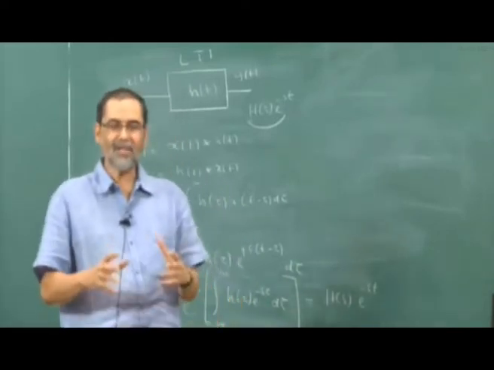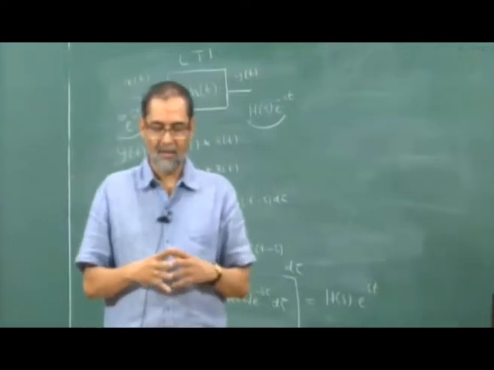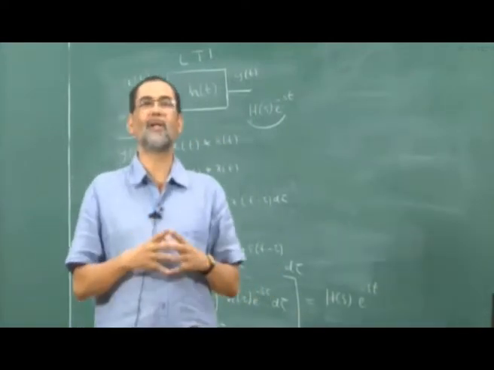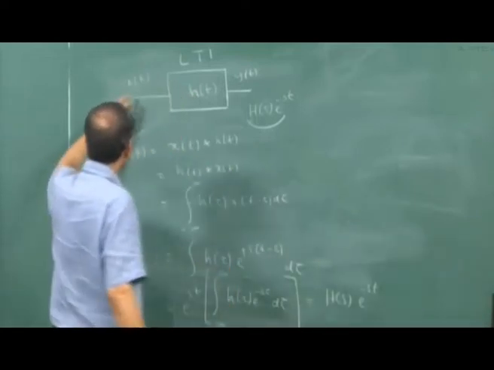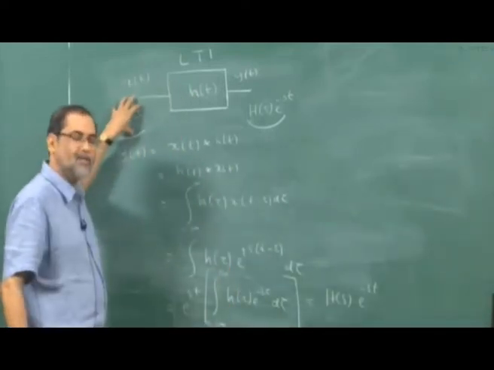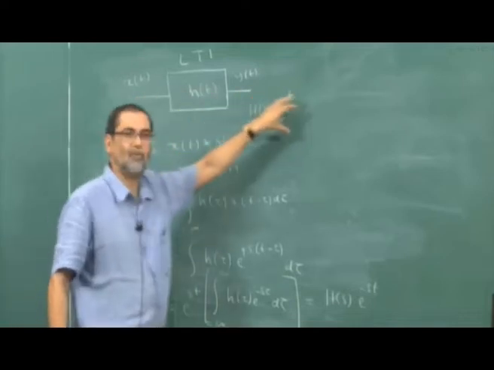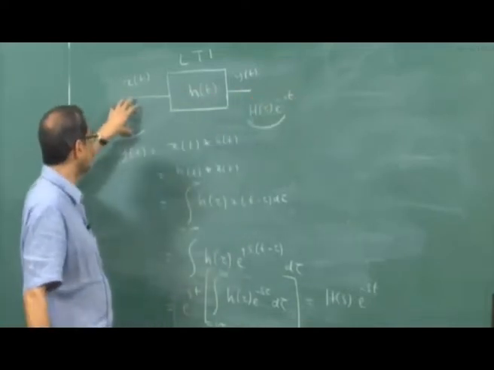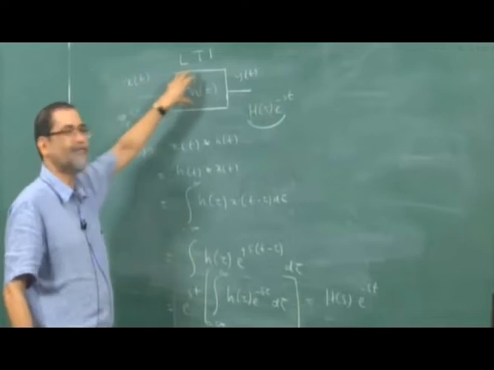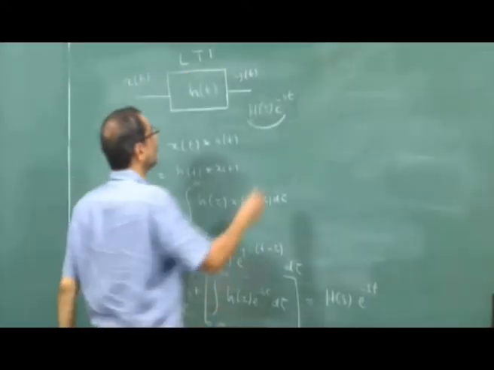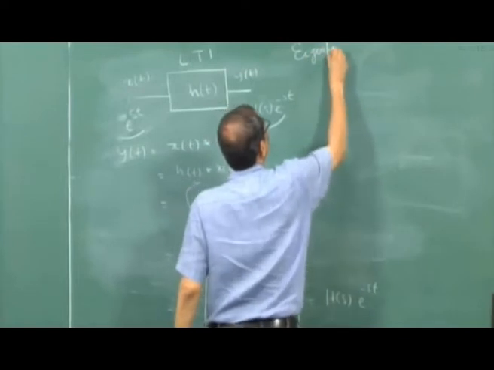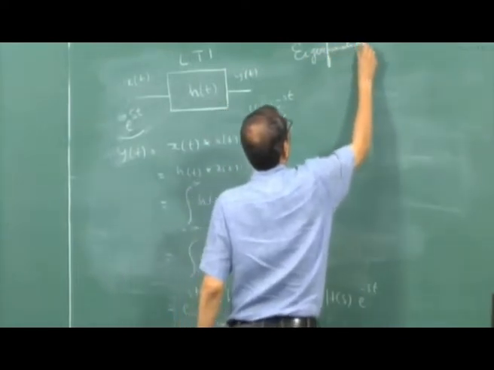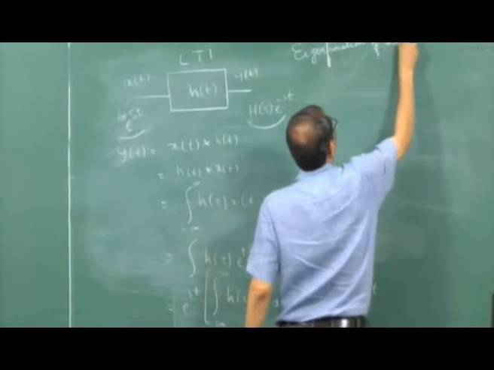So this very useful property of LTI systems, where I apply e raised to minus st at the input and get the same form at the output, means e raised to minus st is called the eigenfunction of the LTI system. It's an eigenfunction of the LTI system.